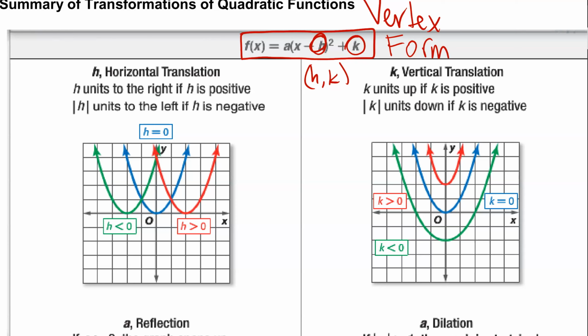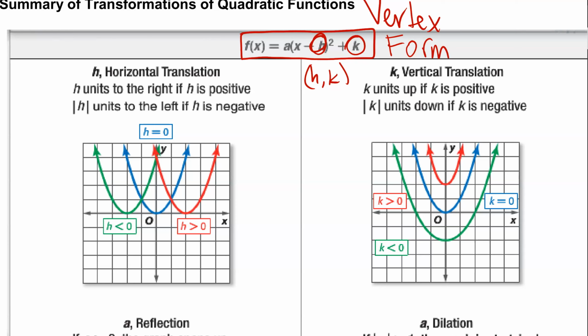Okay, k is your vertical translation. It's literally the part that's tacked on the end. It's just added or subtracted at the end. Notice the h is inside the parentheses, inside the absolute value, inside the root, where the square is talking about. So k is not affected by the squared.